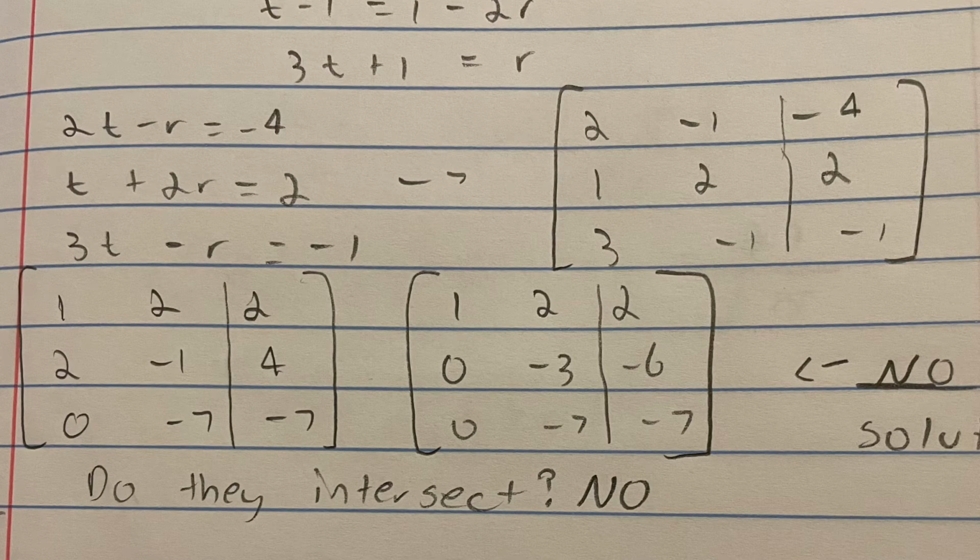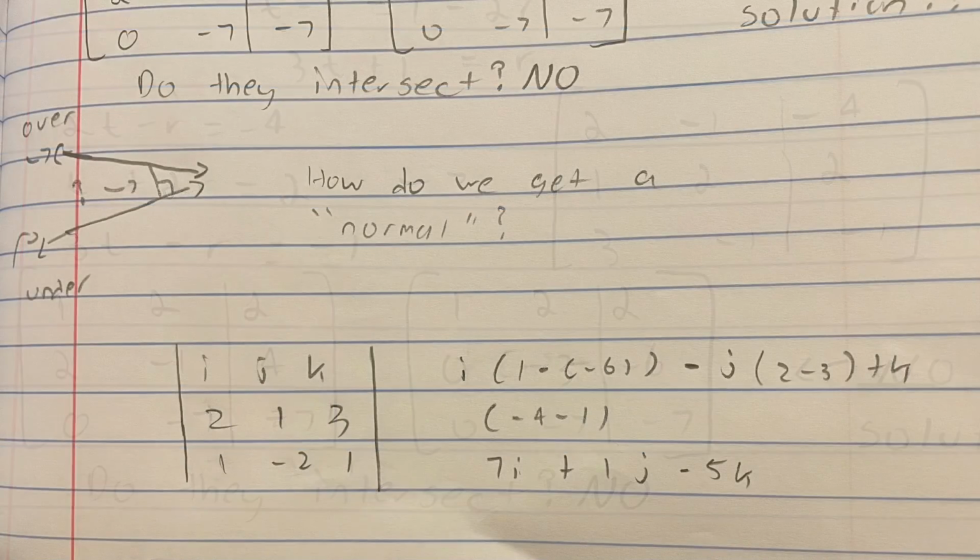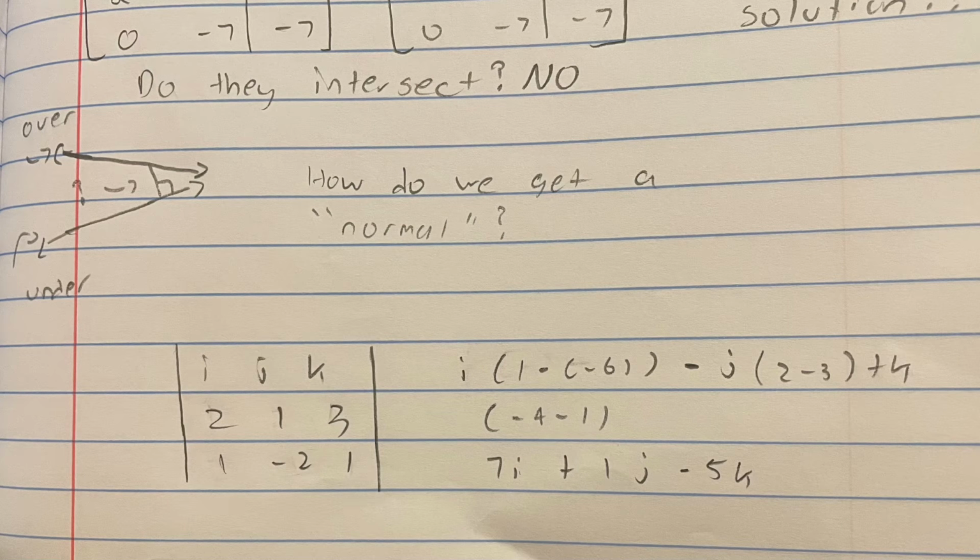Part B says, if yes, find the point of intersection. If no, find the distance between them. We know that they don't intersect, so we have to find the distance between them. Here is a diagram. It's a little hard to visualize, but imagine this top line going over the line on the bottom. Imagine they're at different heights, so the one on the top just completely goes over the bottom one and they don't intersect. And so what do we need to find a distance?